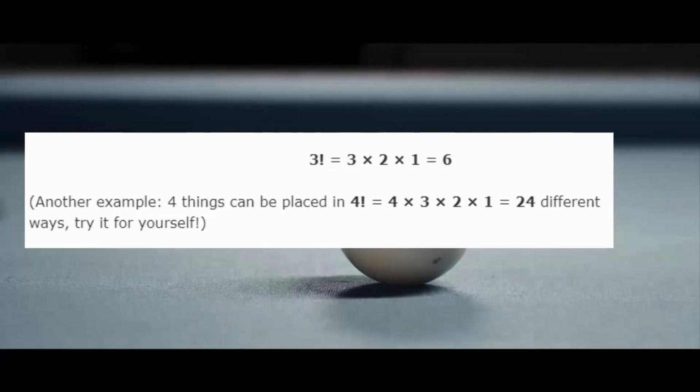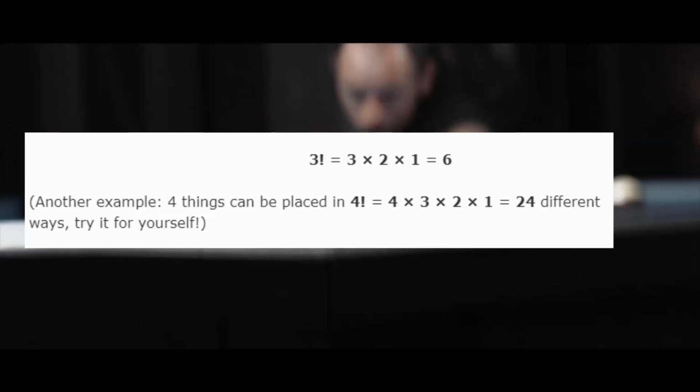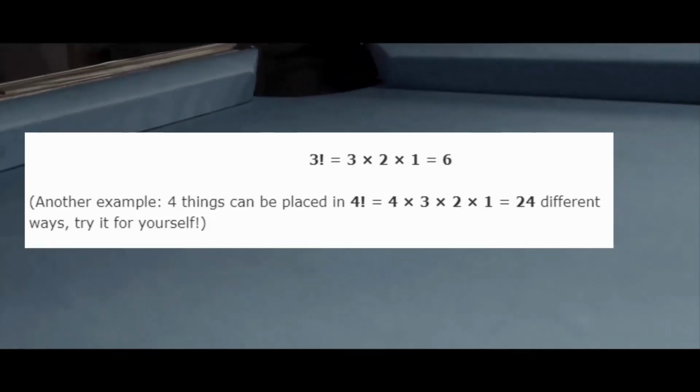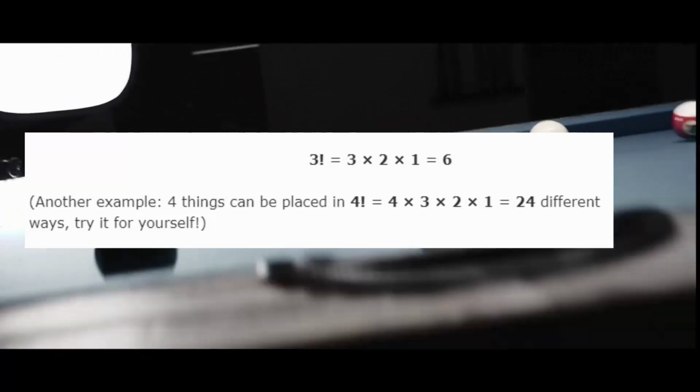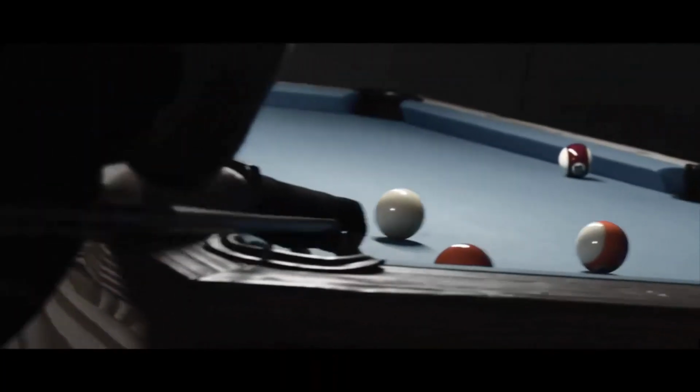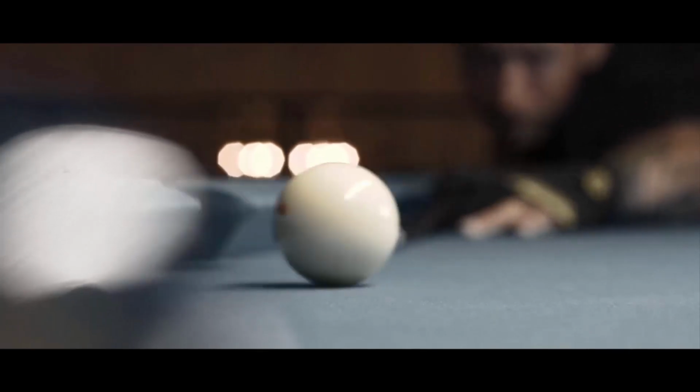And if we had 4 balls, we can try that where we have 4 factorial. So we have 4 times 3 times 2 times 1 equals 24. So that would be 24 different ways that we could arrange the specific pool balls.